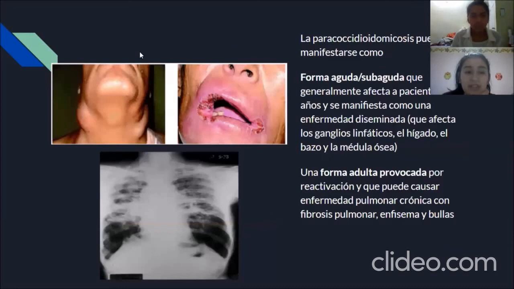Paracoccidioidomycosis can manifest as acute and subacute forms, which generally affect patients less than 30 years old and manifest as disseminated disease affecting lymph nodes, liver, spleen, and bone marrow. There is also an adult form caused by reactivation, which can cause chronic lung disease with pulmonary fibrosis, emphysema, and bullae.